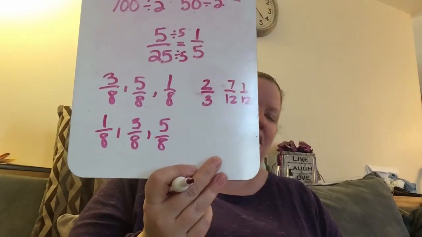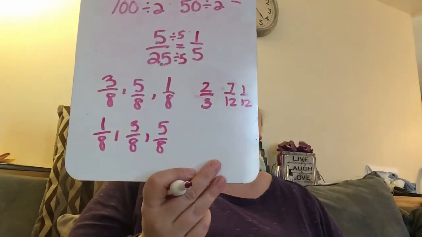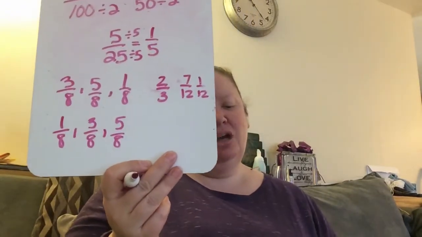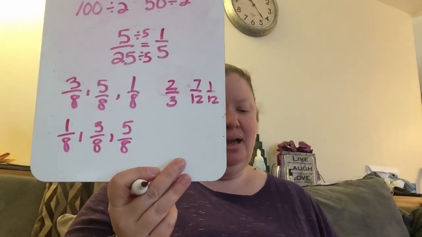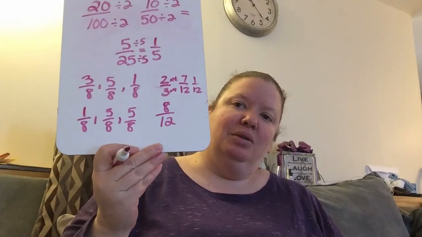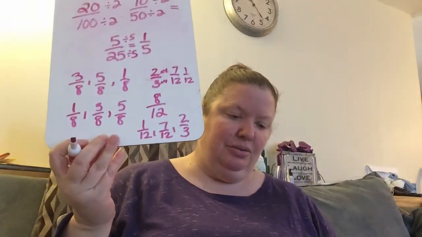Now the next one, we have two denominators that are 12 and one denominator that is a 3. So the easiest thing to do is make the 3 match the 12. So in order to do that, I have to multiply my numerator and my denominator by 4. So times 4 times 4 gives me 8/12. So now I'm working with 8/12, 7/12, and 1/12. And if I put those in order from least to greatest, I have 1/12, 7/12, and then 2/3. Because 2/3 is equivalent to 8/12.